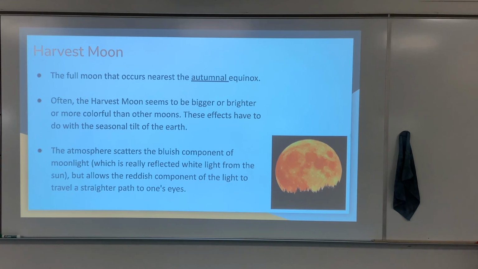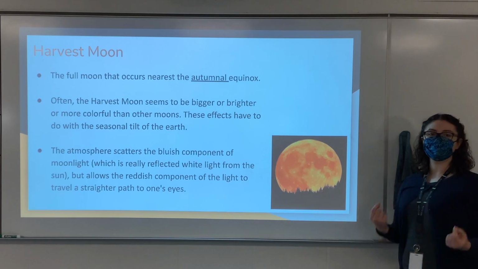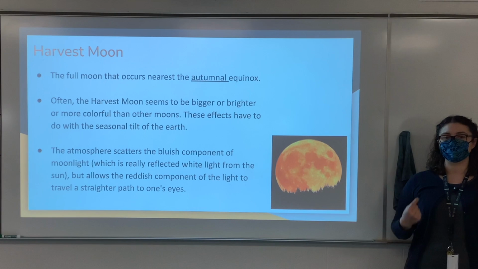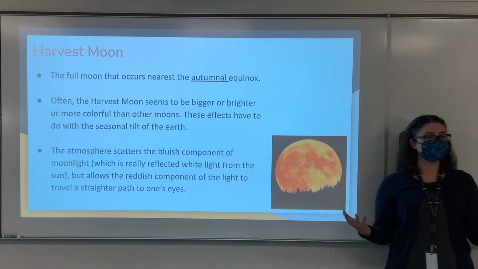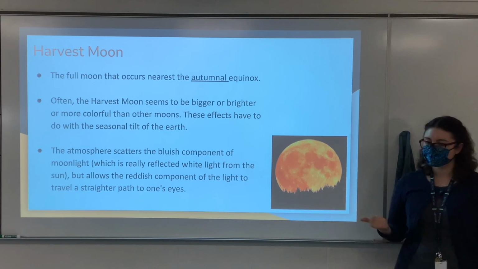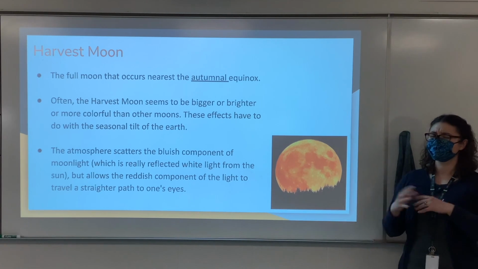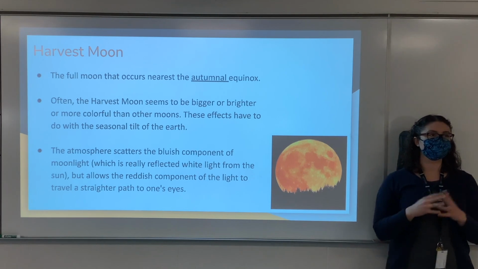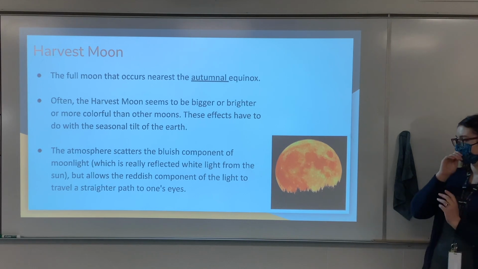Next up is what we call the harvest moon. The harvest moon is just the name given to the full moon that occurs nearest to the autumnal equinox. So whatever full moon occurs closest to the fall equinox, it's called a harvest moon. And a lot of times people will say that the harvest moon appears brighter or a little bit bigger than normal. And that is due to slight effects that change with the tilt of the Earth with regards to the atmosphere.